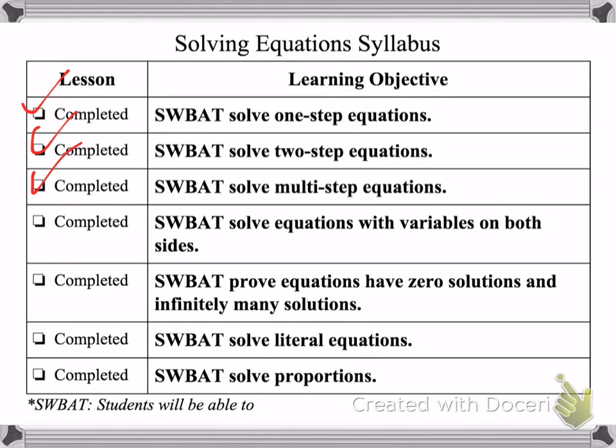All right, this is part B of the variables on both sides. Yes, variables on both sides, awesome. So by the time we're done with this one, you should be all done. You can check that off on your completed list, and so you'll be good to go.